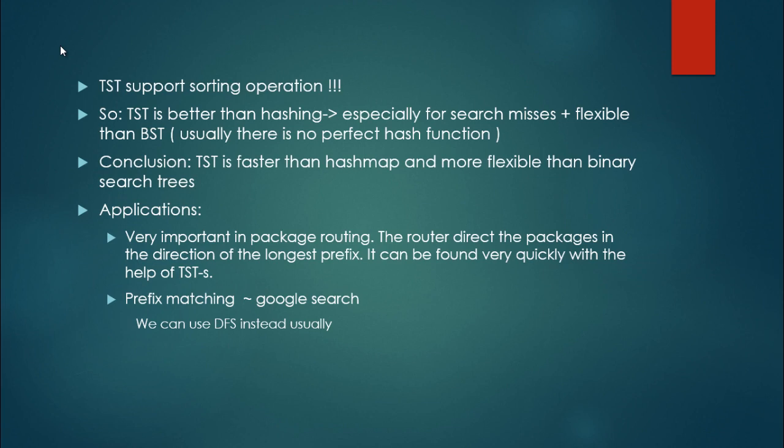So there are lots of applications. It's very important in packet routing. The router directs the packets in the direction of the longest prefix, and it can be found very quickly with the help of ternary search trees. There are other applications such as prefix matching or Google search. You try typing out a word or a given phrase you are looking for, and Google tries to guess what you are going to type in. So this is the prefix matching in the Google search. We can use other approaches for search usually, but with the help of this ternary search tree data structure, we can solve all of these problems very efficiently.